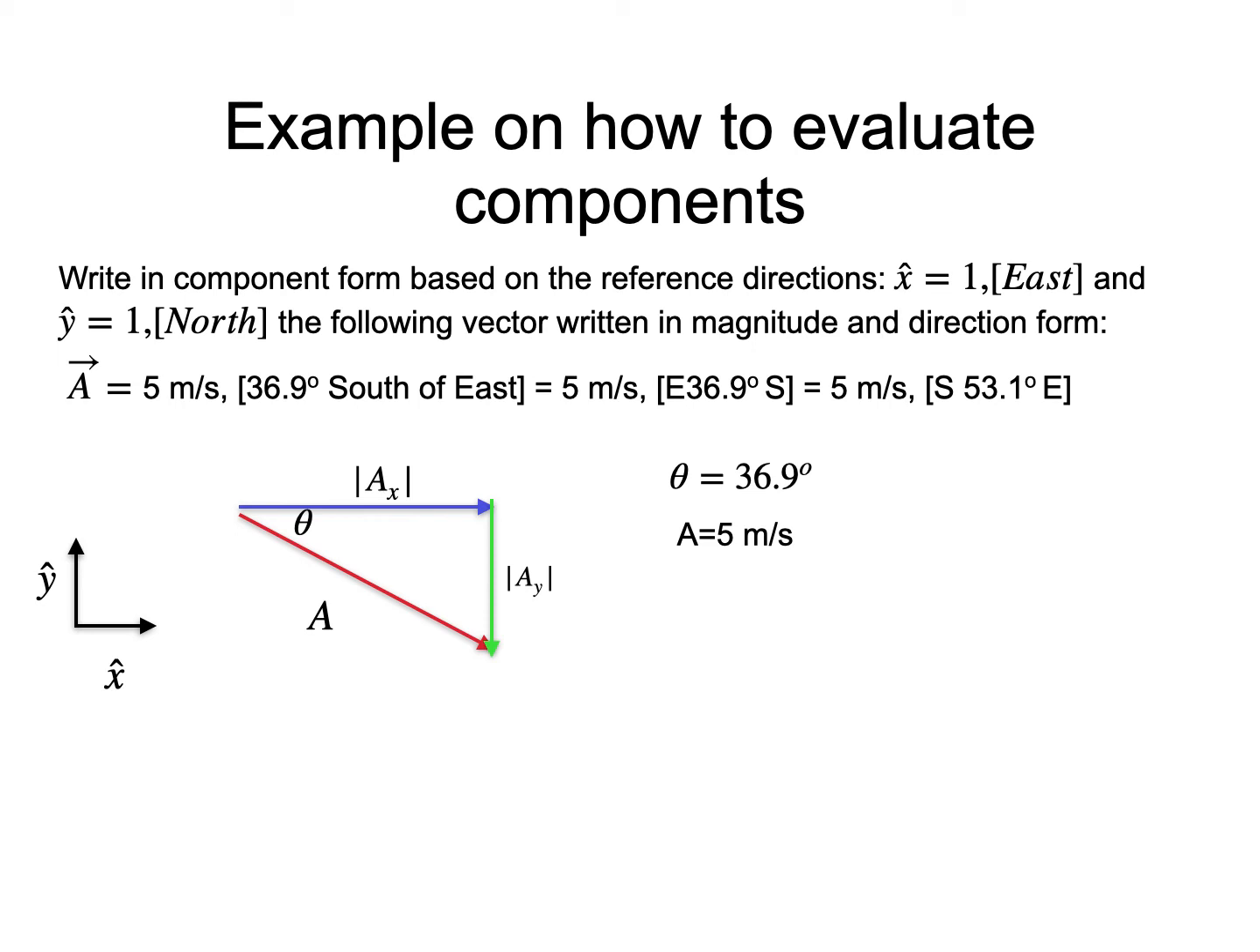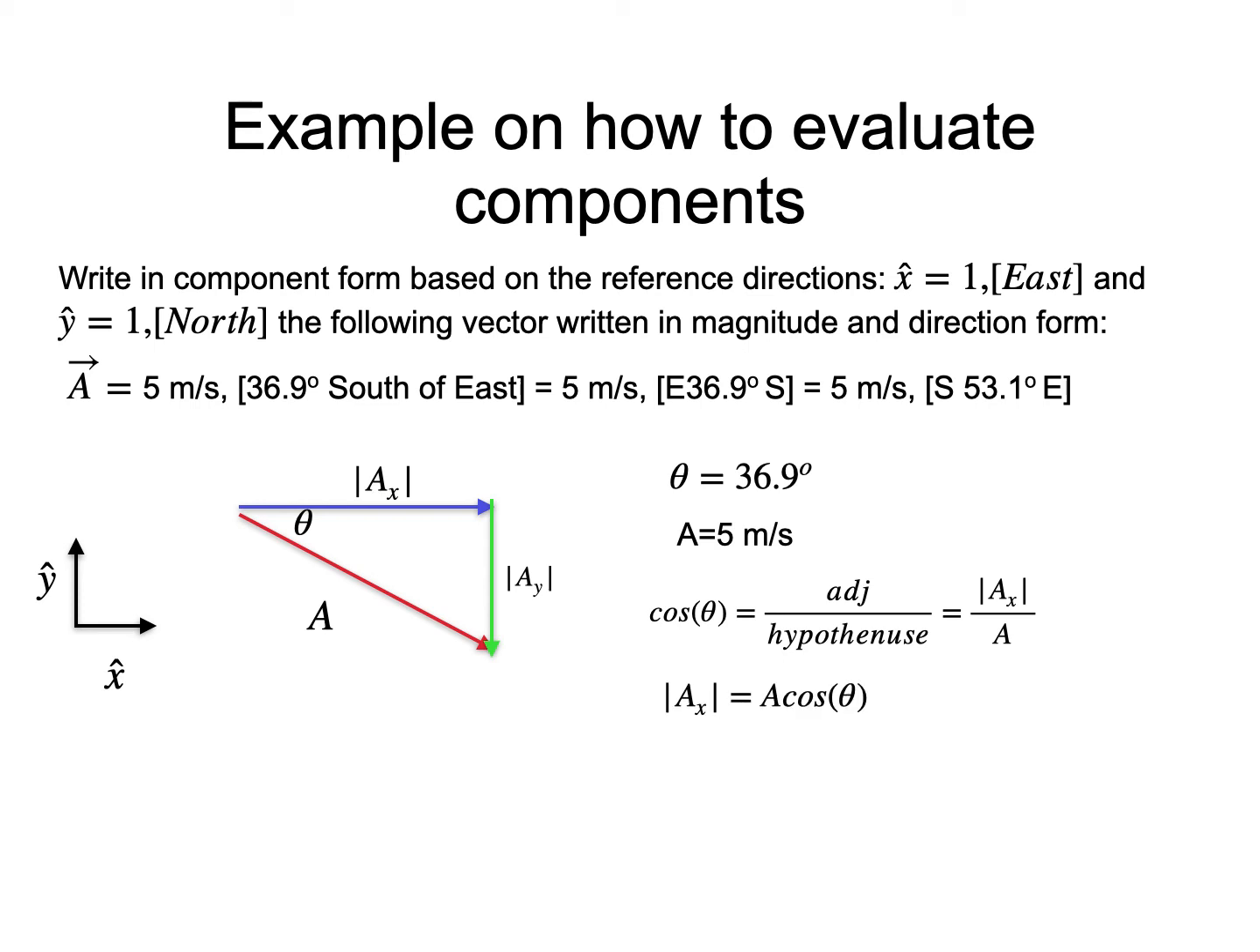To calculate the x component, we will use the definition of the cosine of angle theta, which is the ratio of the length of the adjacent side and the hypotenuse. Using the labeling of our triangle, it is also the ratio of the absolute value of the x component and the magnitude of the vector A. Rewriting this equation to isolate for the absolute value of the x component gives this.